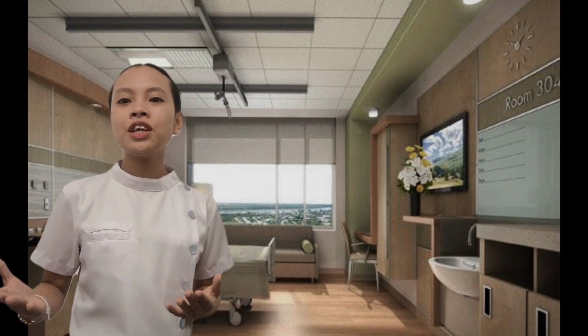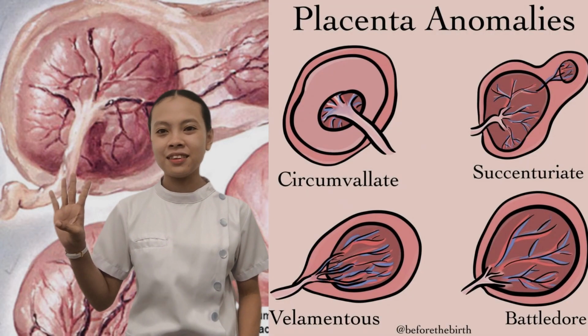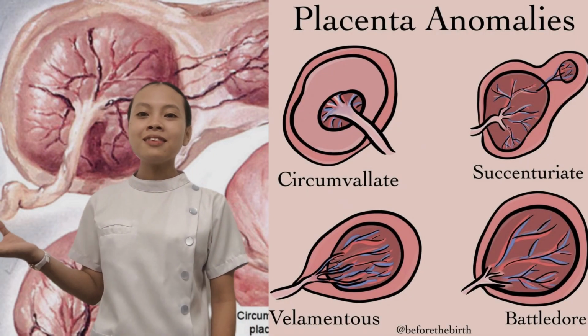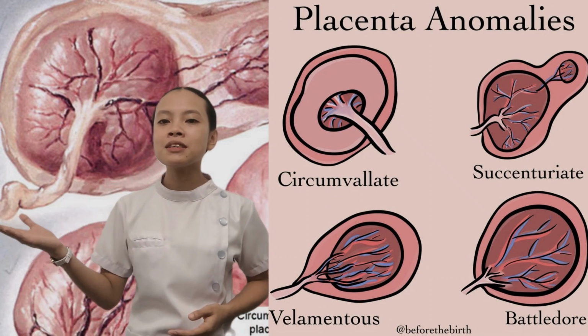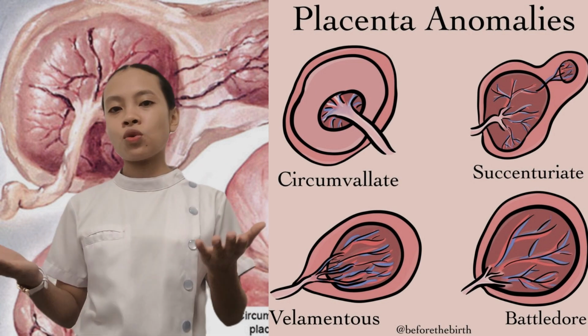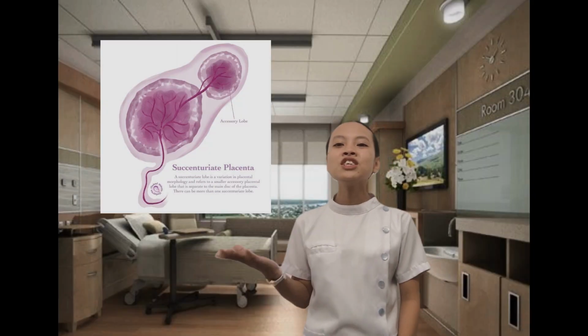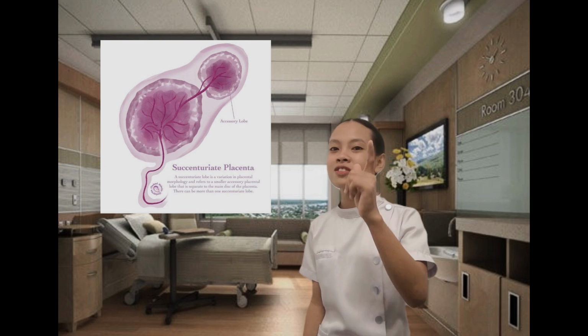Now, let's move deeper and tackle the main point of this video, which is learning the 4 anomalies of the placenta, which are the placenta succenturiate, placenta circumvallate, Battledore placenta, and also the Velamentous cord insertion. Let's first start with the placenta succenturiate.